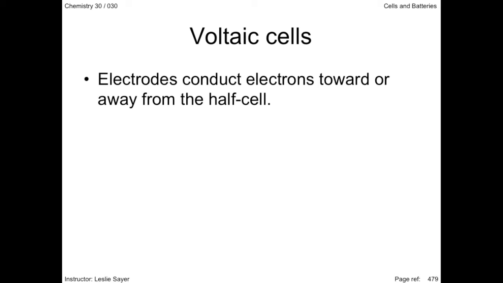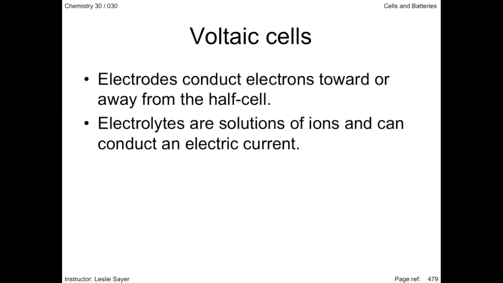Each electrode is in a solution of its own ions, so that one doesn't react with the other. A solution of ions is called an electrolyte and permits the movement of ions.